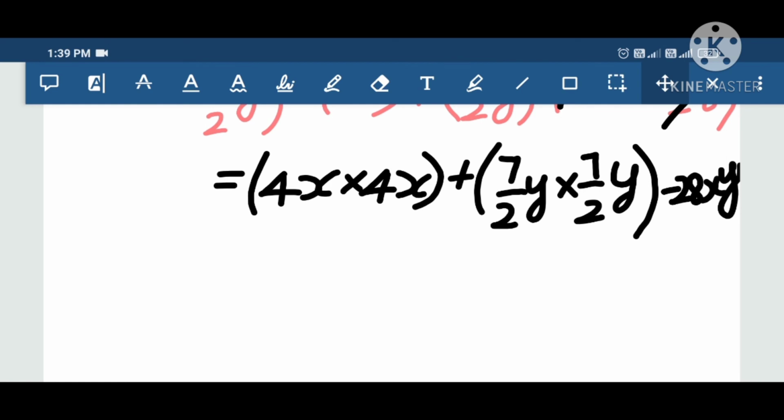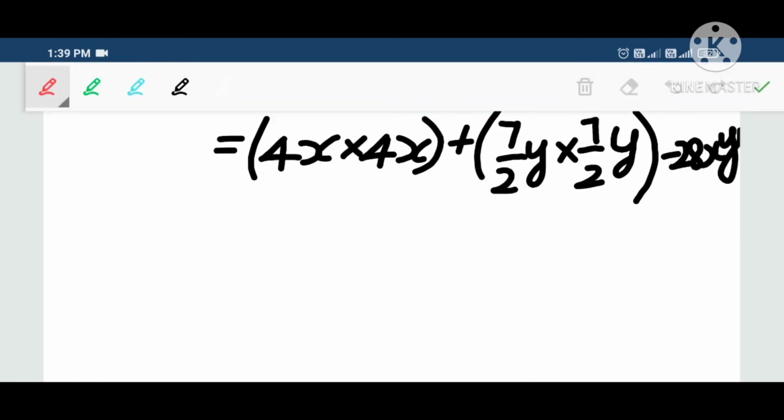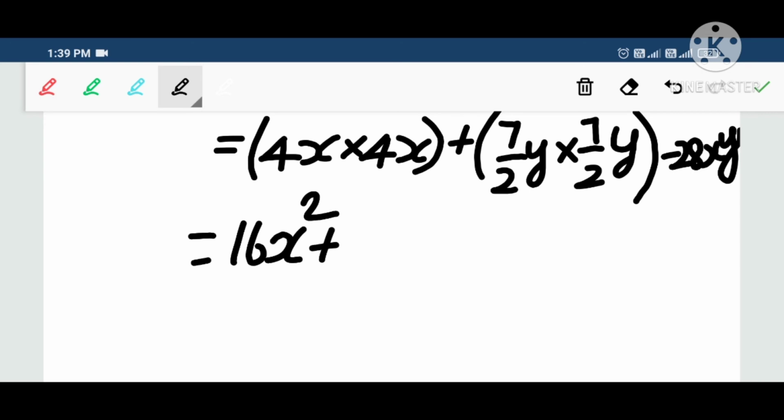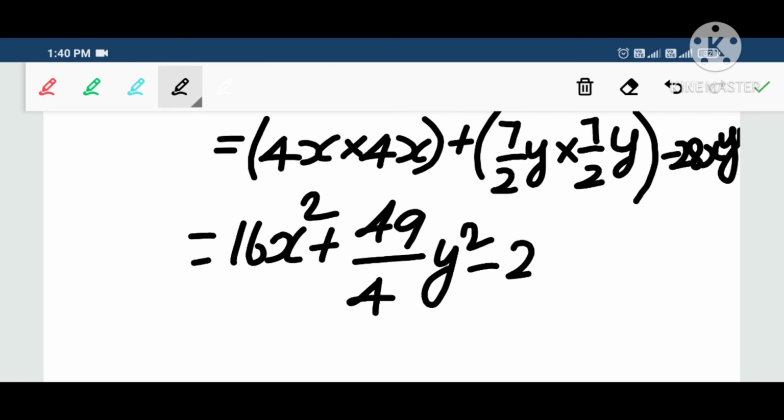So if you multiply 4x into 4x, already you know how to multiply. So 4 4s are 16, x into x, x to the power 2. So you get 16x to the power 2 plus, in multiplication you need to multiply numerator to numerator, denominator to denominator. So 7 7s are 49, 2 2s are 4. So 16x square plus 49 by 4, y into y, you get y square.